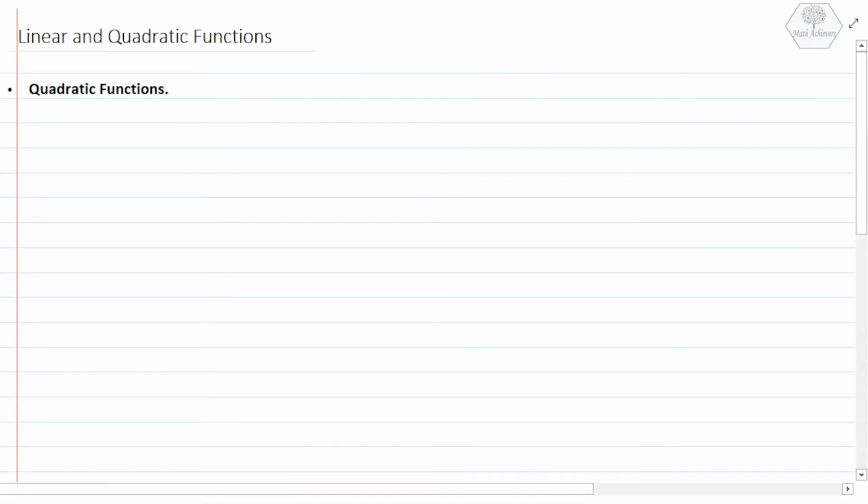Now let's talk about quadratic functions. The general form of any quadratic function is f of x is equal to ax squared plus bx plus c.